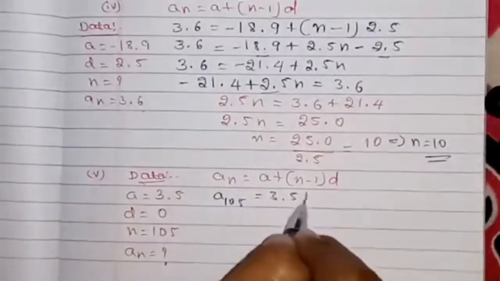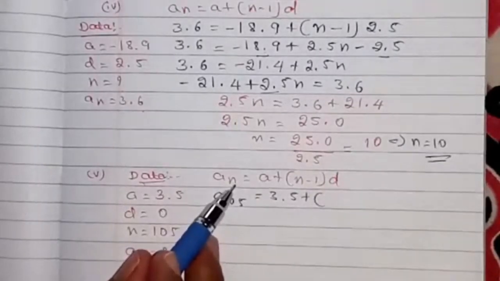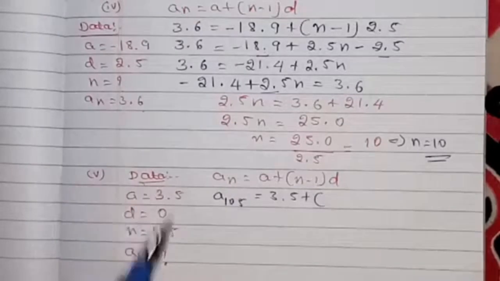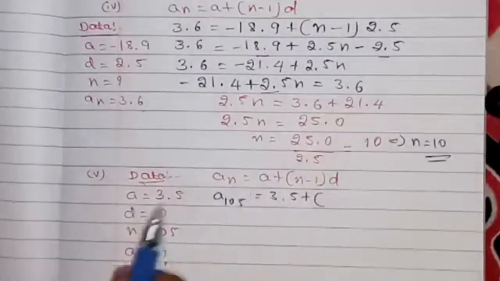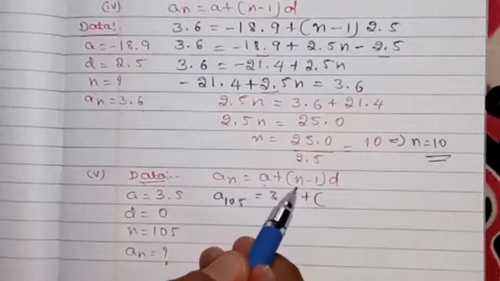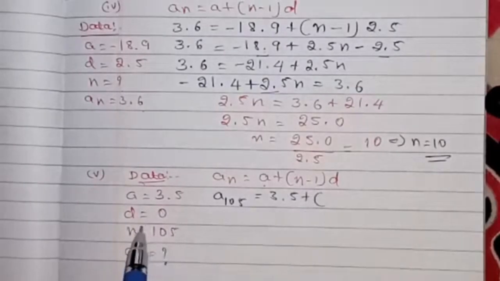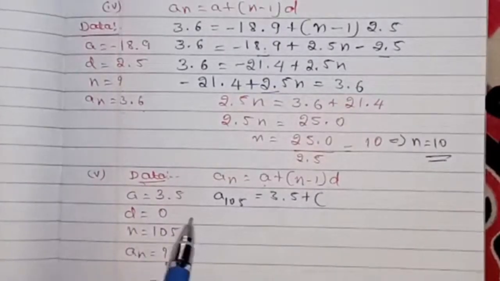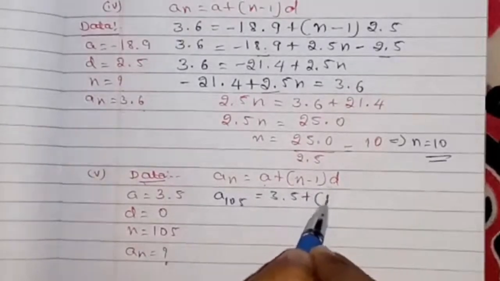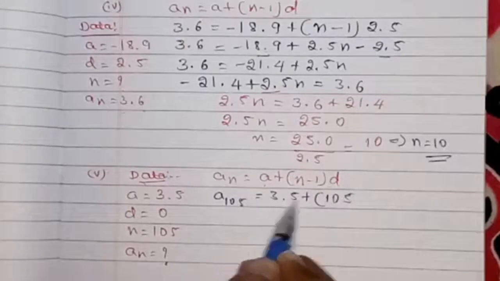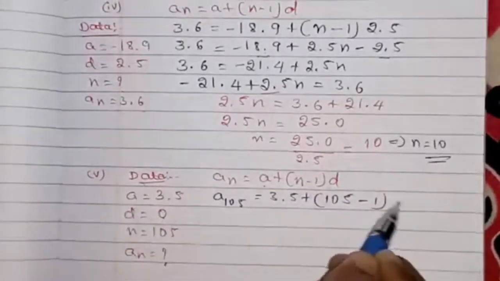3.5 plus, here again I'm saying, you have a formula and you have the values, you are just applying these values to the formula, just as usual. In the place of a you apply the a value, in the place of n you apply the n value, and in the place of d you apply the value of d, right? Now n is how much? 105. The a value is 3.5 plus n is 105 minus 1 into d is 0.